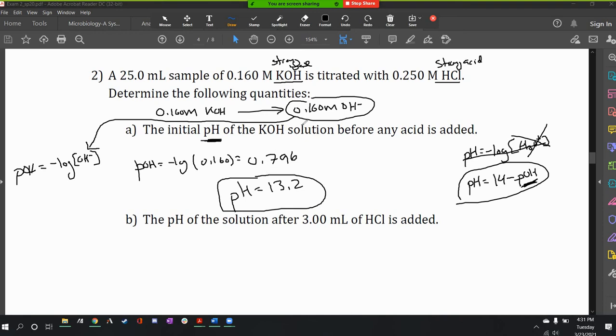I have a question about the sig figs for pH. Do you always go to the number of decimal places in your original?